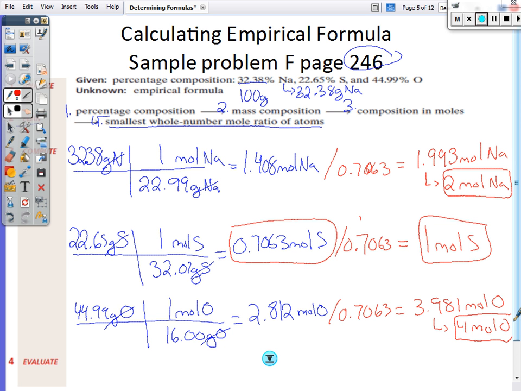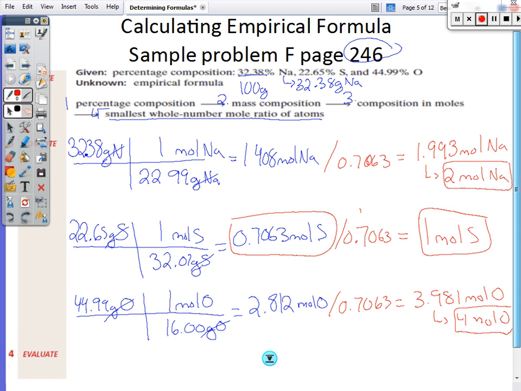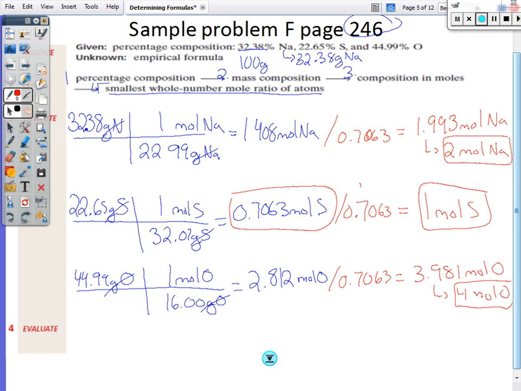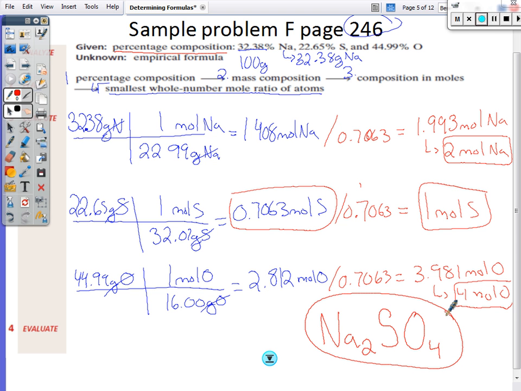And we all know 1 mole of anything is 6.022 times 10 to the 23 atoms. And so I can take these moles and directly convert them to atom ratios, where I can write my empirical formula. So if I have a compound with this percent composition, I know that the ratio of atoms in that compound is 2 sodium to 1 sulfur to 4 oxygen. And that gives me my empirical formula, my ratio of atoms.